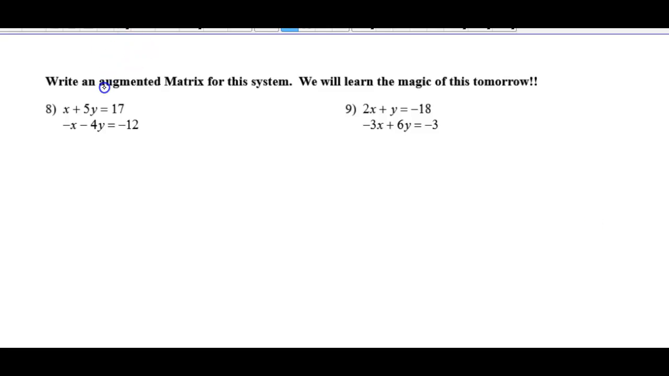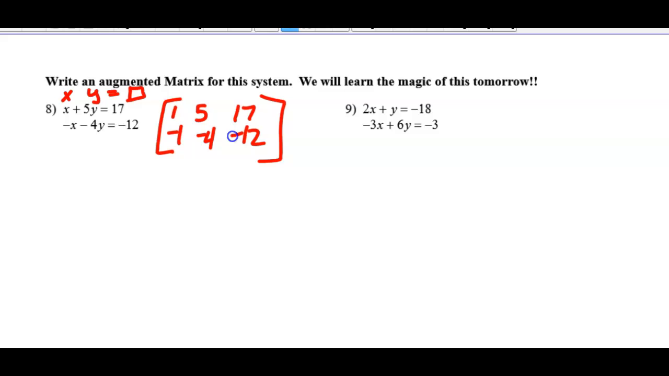All right, an augmented matrix for a system. We're going to learn the magic of what this means tomorrow. But what it means is you're going to take a system, make sure it's lined up so you have x, y equals, and then whatever it equals over here, okay? And then you're going to take out the x's and y's. So you're going to have a 1x, 5y, and a 17. And down on this one, you have a -1x, a -4y, and a -12. This is called the augmented matrix. It simply means you've taken out the variables and only left in the coefficients.